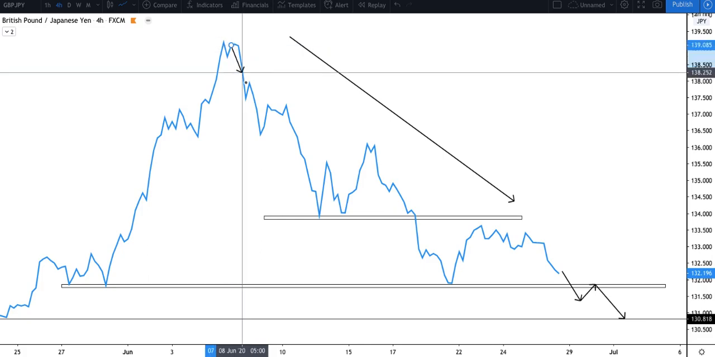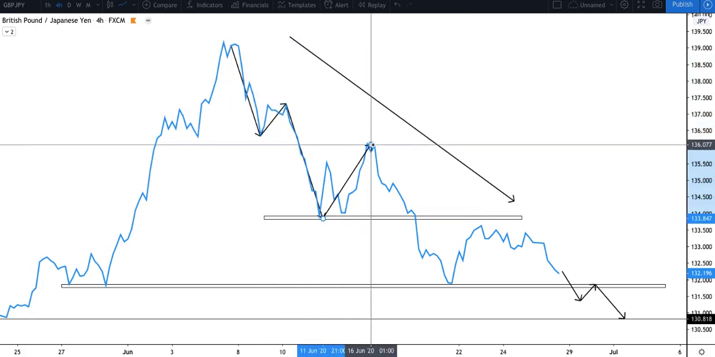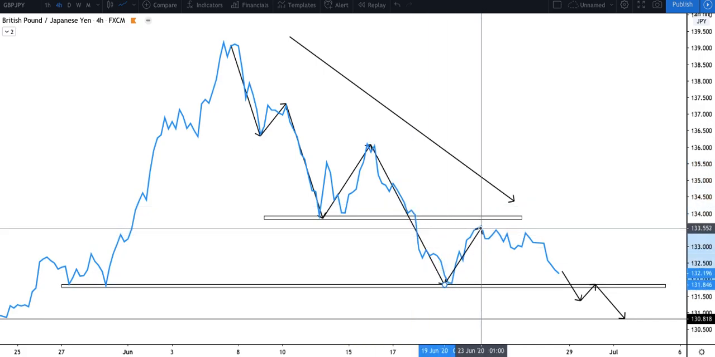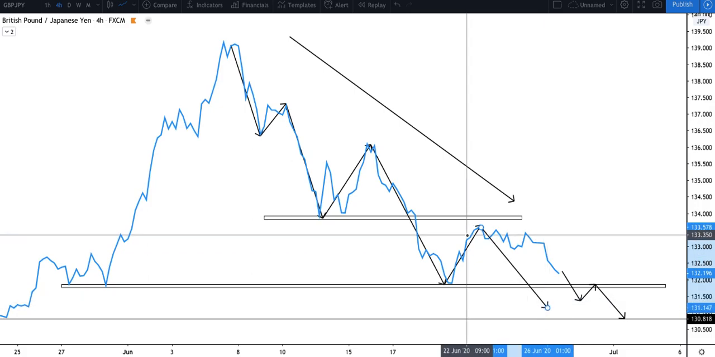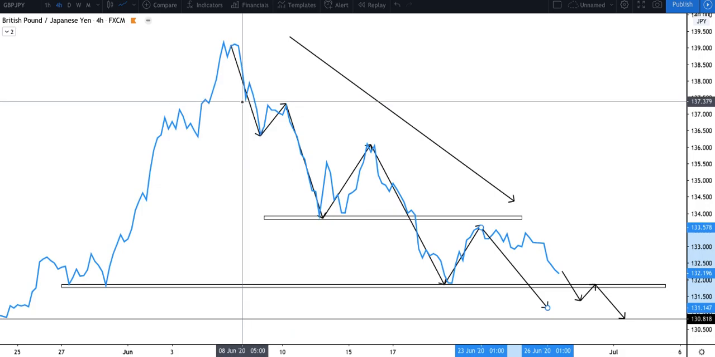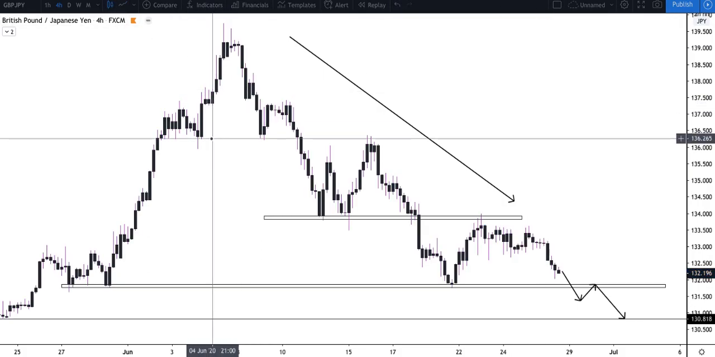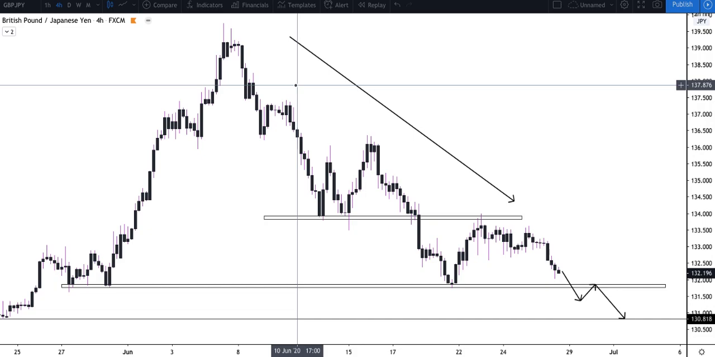So we have our first impulsive move to the downside, retracement, impulsive move, retracement, impulsive move, and now we had our retracement. So currently right now, we are in the process of creating our third impulsive move to the downside. With that being said, I've noticed that every single time that price forms a level of support, we automatically happen to come up for that retest. Now, this doesn't happen 100% of the time, but it happens very, very often.